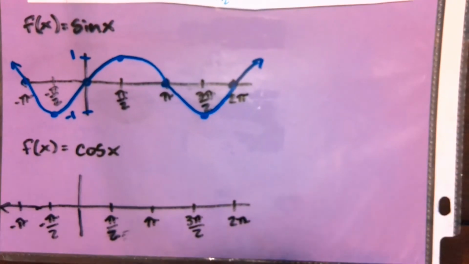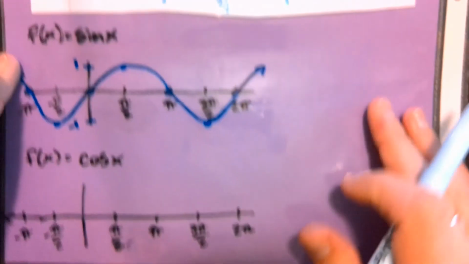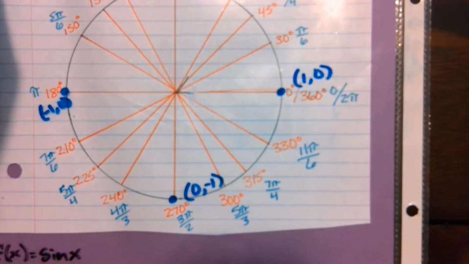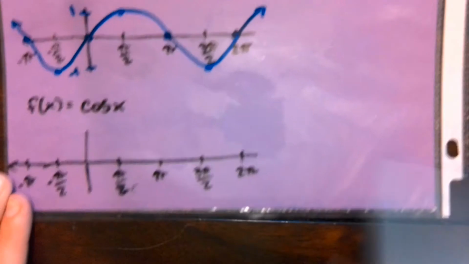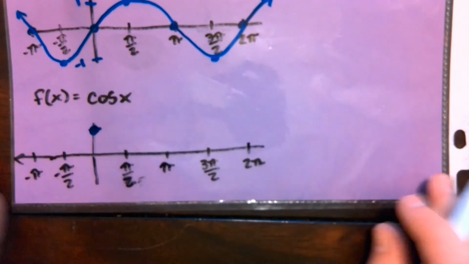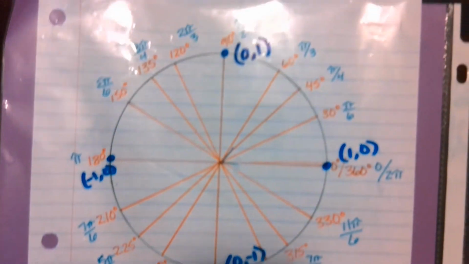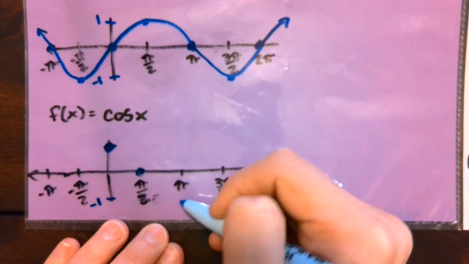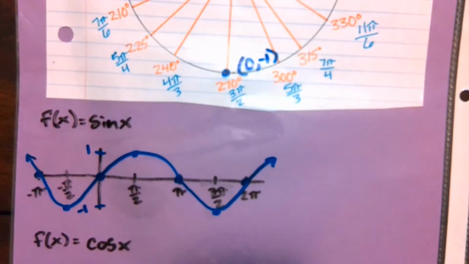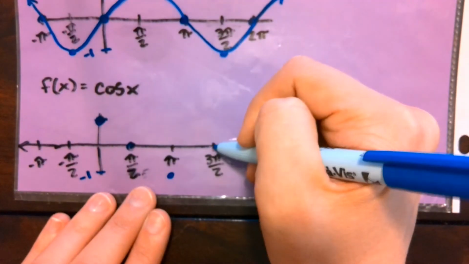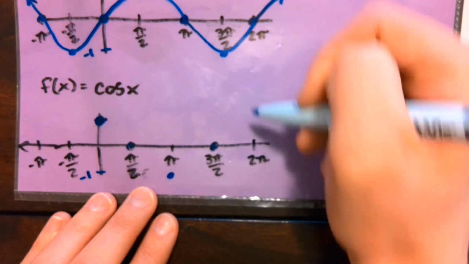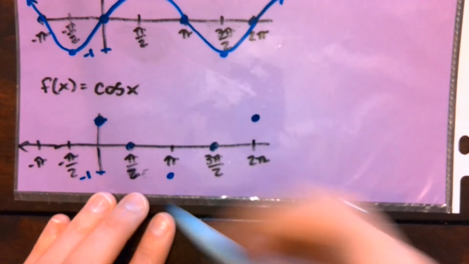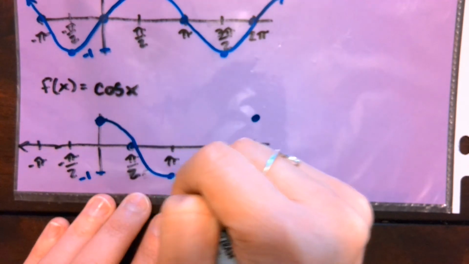Okay, but then when we start to plug in these values, now we're looking at the x for each one of these. So at 0, my x value is 1, so cosine is going to start up at 1. For pi over 2, my x value is 0 on the x-axis. For pi, my x value is -1. For 3 pi over 2, my x value is 0. And then back at the beginning, 2 pi or 0 is going to be 1 again. So cosine starts up, and then it goes down and back up.